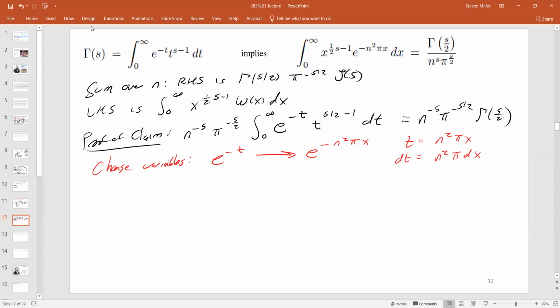And so we get n to the minus s pi to the negative s halves, integral x goes from 0 to infinity. e to the minus t becomes now e to the negative n squared pi x. Now we have t to the s halves minus 1. So that's going to become n squared pi x to the s halves minus 1. And then dt becomes n squared pi dx. Boy, this is looking a lot like what we want.